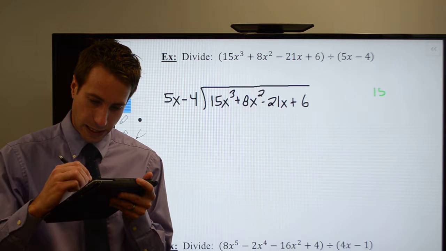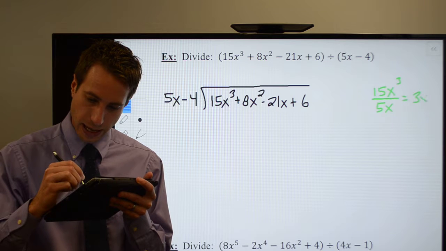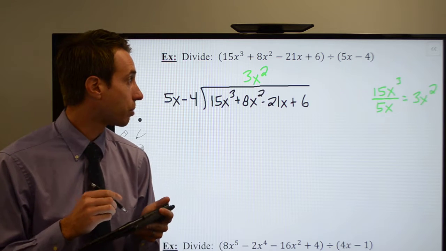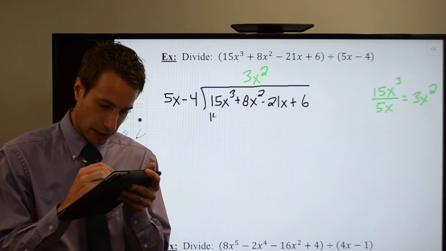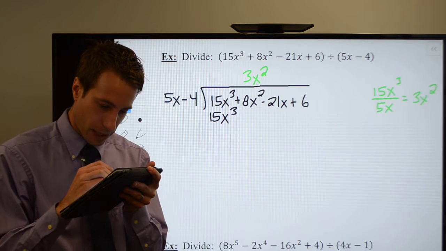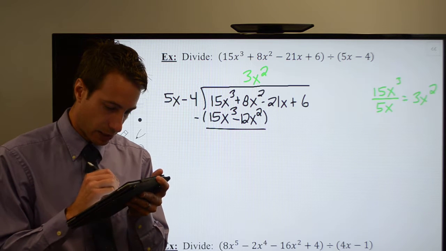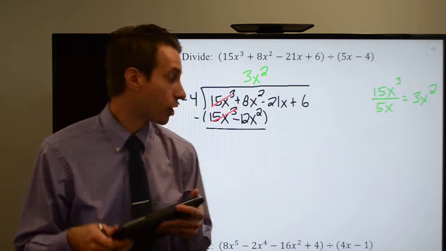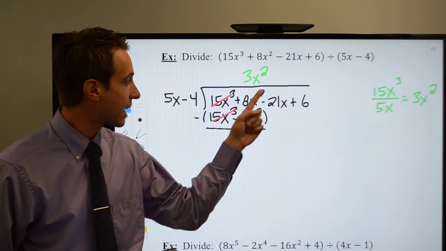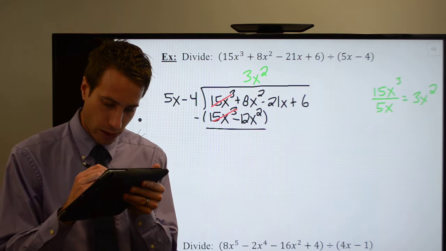So 15x cubed divided by 5x is going to give me 3x squared. Okay. Now we multiply 3x squared times 5x, 15x cubed, and 3x squared times a negative 4 is going to be minus 12x squared. We subtract, don't forget your parentheses so that you remember to distribute. Those cancel each other out. Negative times a negative is going to be a positive, which means I have 8x squared plus 12x squared, which should be 20x squared.